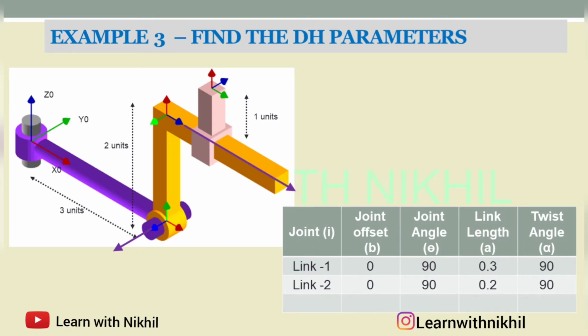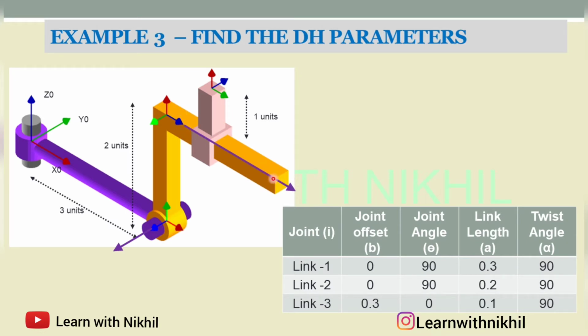Now finally for the last, that is link number 3. Here we have the prismatic joint. This is the third link. So this link is between this joint and this coordinate, between this and this. Now the joint offset is 0.3. So this distance is the joint offset. Generally a prismatic joint has a joint offset. So this distance is 0.3 units.